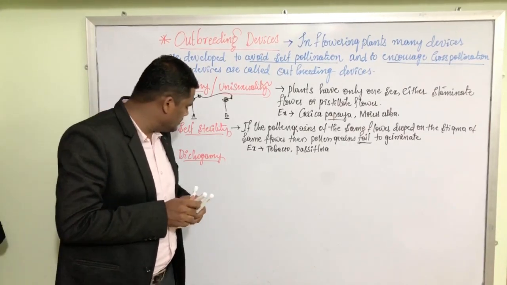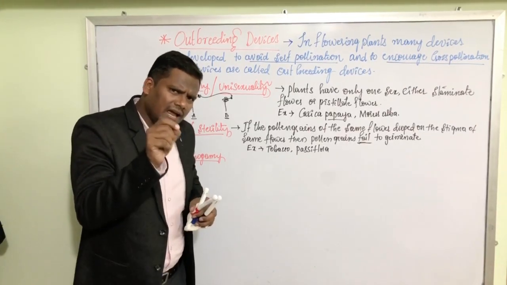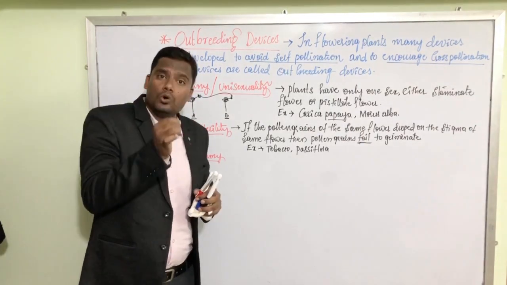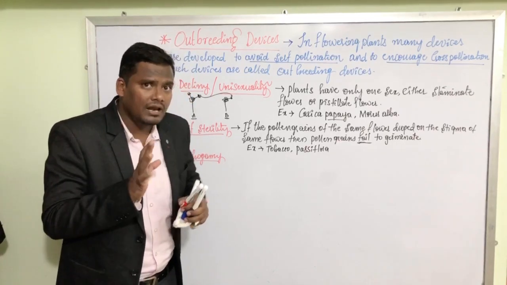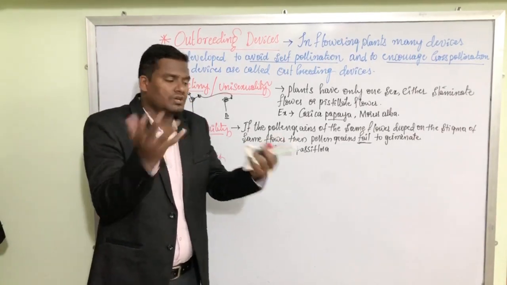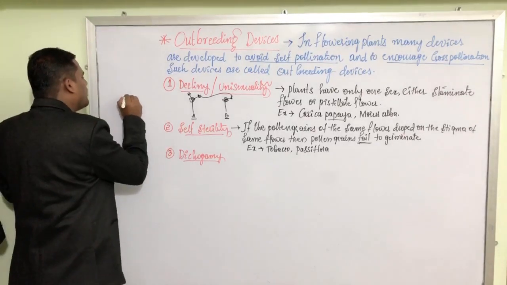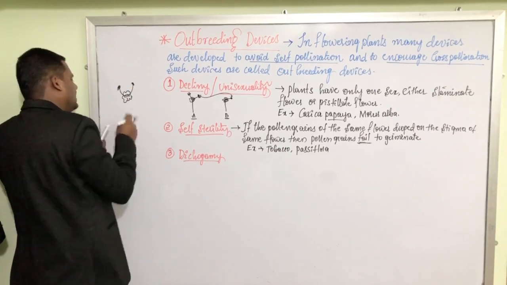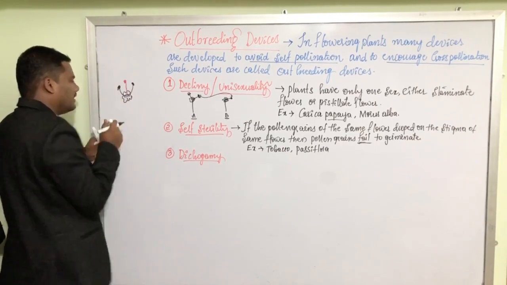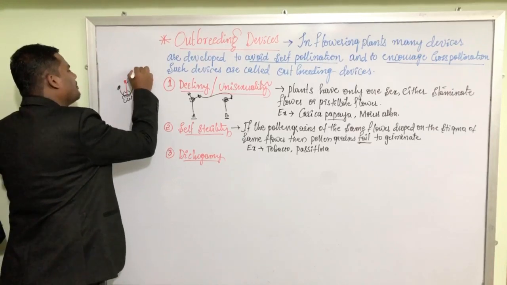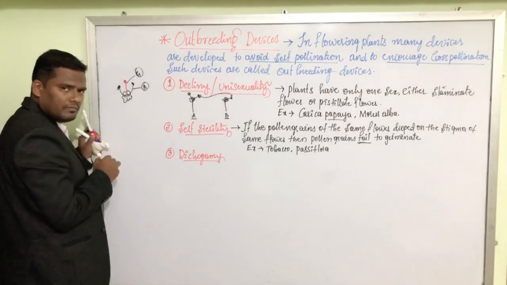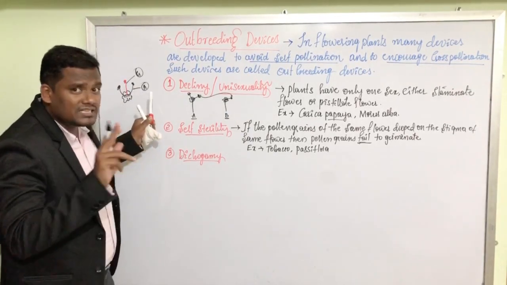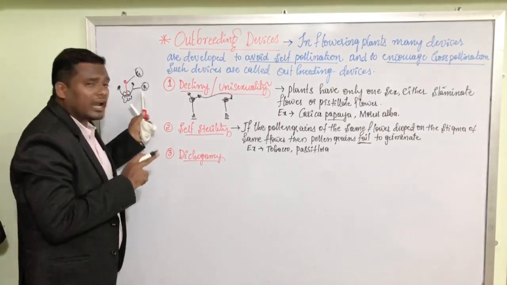Dichogamy means anther and stigma, that means androecium and gynoecium in a bisexual flower, mature at two different times. For example, here we have a bisexual flower. In this bisexual flower we have the anther here and we have the stigma here. This is the gynoecium part and this is the androecium part. Both androecium and gynoecium will not mature at the same time, rather they mature at a different time.